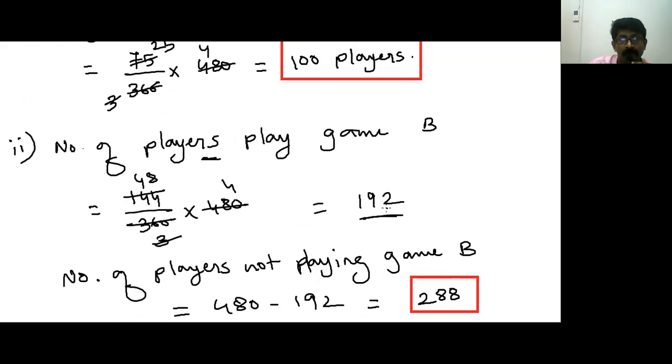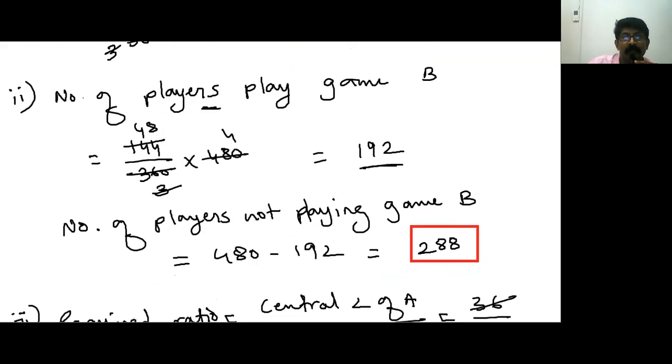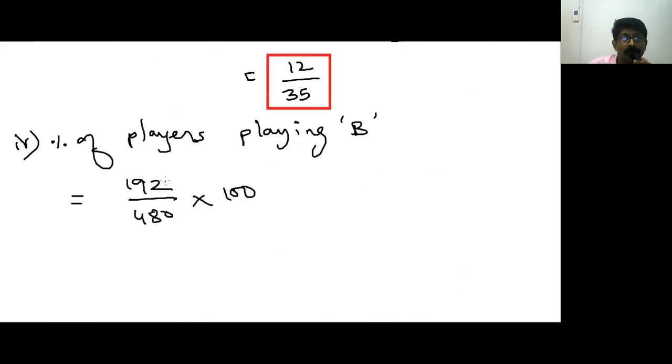192 players are playing game B. So what are we going to do? 192 upon 480, because 192 is the number of players playing game B and there are a total of 480. So if we do 192 out of 480, then into 100, how much? That way the calculation will become, isn't it? So I guess the answer will come to 40 percent. Look at this, the answer will come 40 percent.